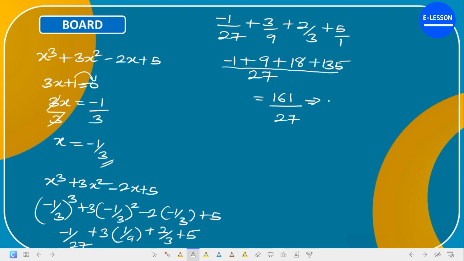So the remainder in this case is what? 161. Please note, when you have a fraction, the remainder is usually what is in the numerator. So in this case, the remainder is 161. Now let's try the next.